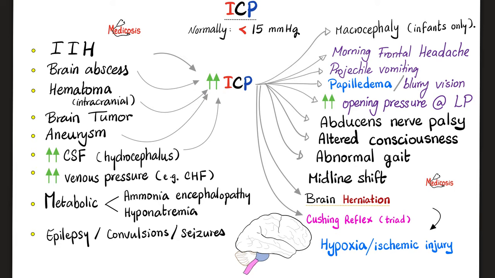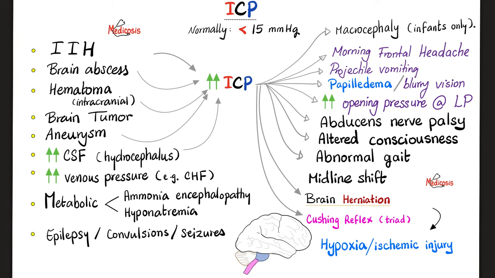Metabolic disorders like hepatic encephalopathy and hyponatremia can raise the intracranial pressure. Epilepsy and seizures can raise the intracranial pressure. Remember that sodium problems equals CNS problems. Okay, now my intracranial pressure is high. What's going to happen to me? If I'm an infant, my skull sutures have not fused yet, so therefore my skull will grow bigger and bigger and bigger, and this is macrocephaly.